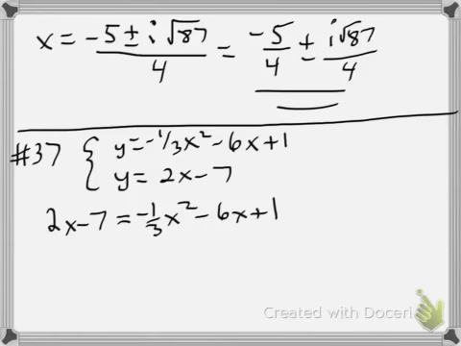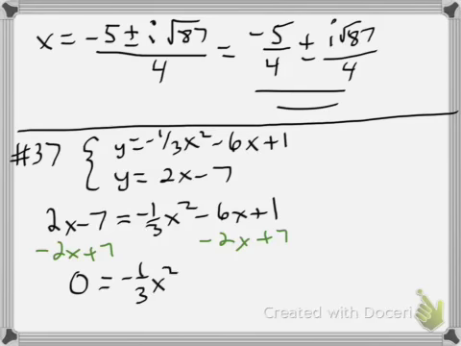I'm going to subtract 2x from both sides. I'm going to add 7 to both sides. And so the left side becomes 0, and the right side is negative 1/3 x squared minus 8x plus 8. Now there's choices here. Some people went from here to the quadratic formula. I decided to multiply everything times 3.